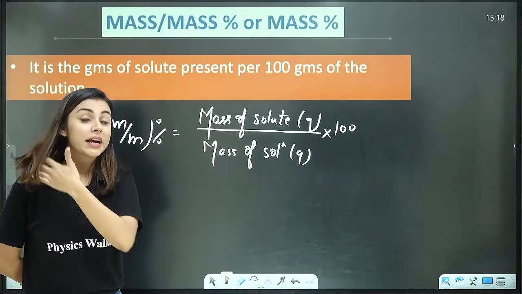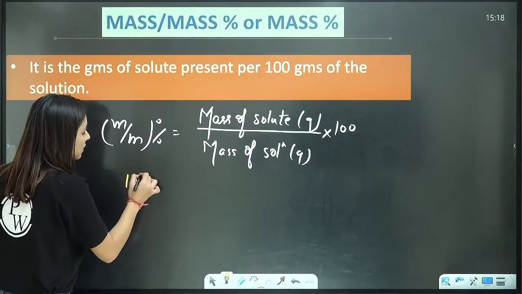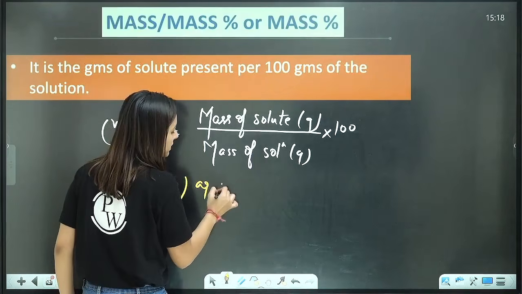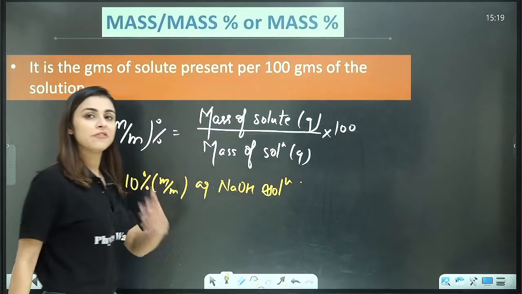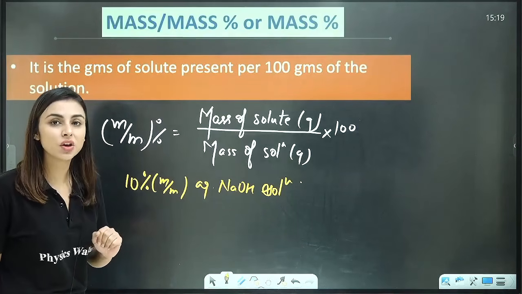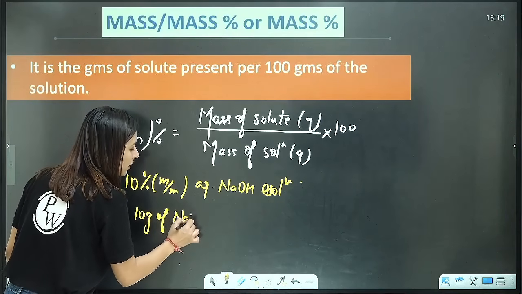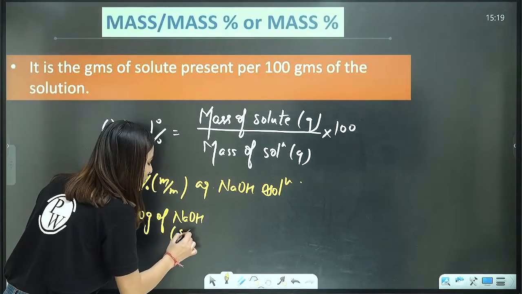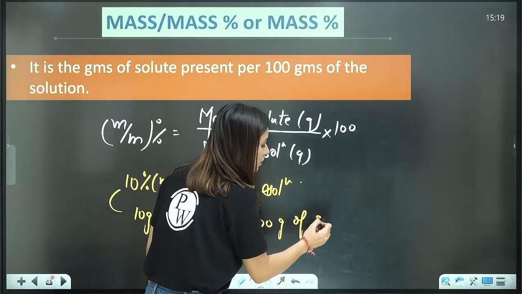Perfect. Now, again, we are going to decode the information as well. Expressions. If you are given 10% mass by mass aqueous NaOH solution, how are we going to read it? Very easy. I think you can also answer it. Just pause the video and answer yourself. This will be 10 grams of NaOH solute, and this is your solute, and it is present in 100 grams of solution.